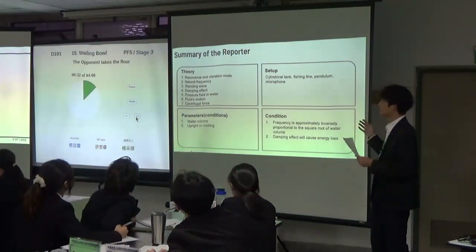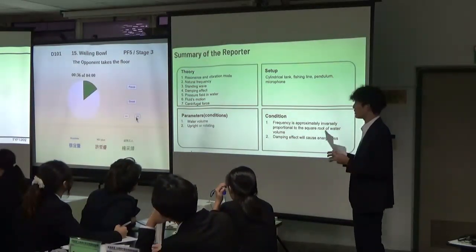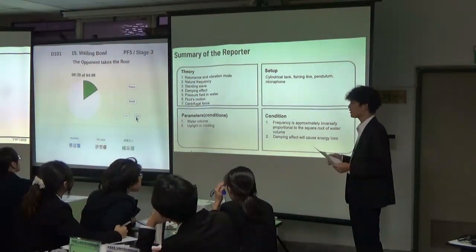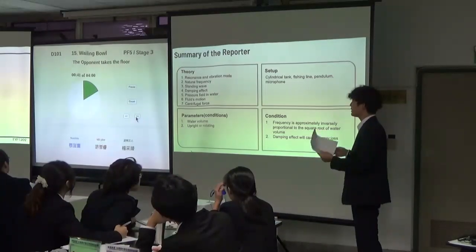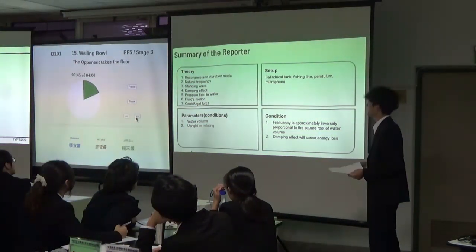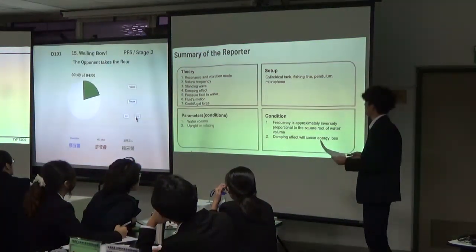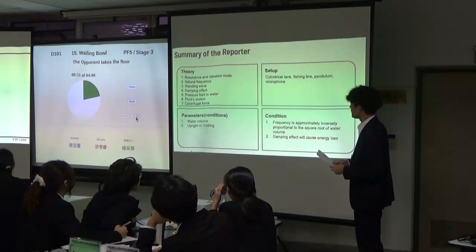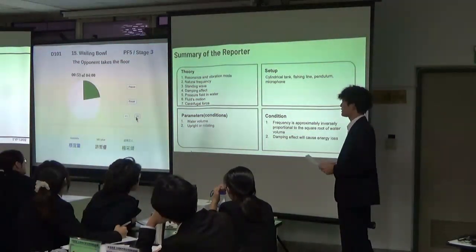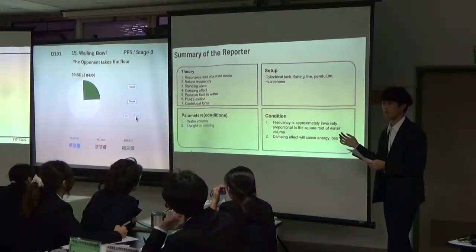And this is a summary of the reporter. So for this theory, they use resonance and vibration mode, and also the natural frequency, standing wave, damping effect, the pressure flowing in water, the fluid's motion, and also centrifugal force. And this setup is a cylindrical tank, fishing line, pendulum, and microphone. And the parameters they discussed are the water volume and the conditions of water, which is upright or rotating.